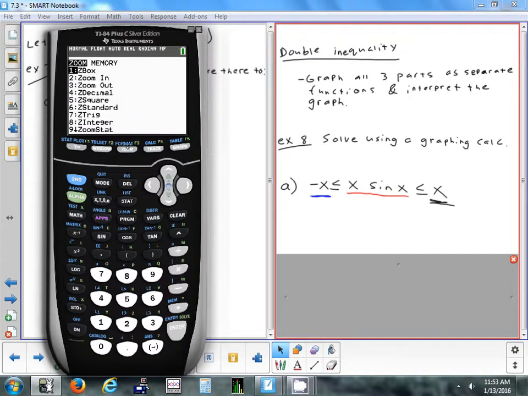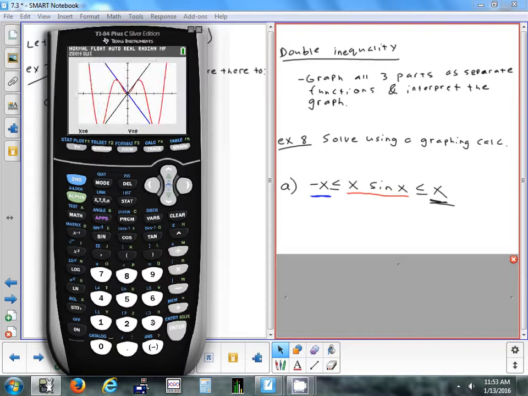Okay, and you know what? Let's zoom out a little bit. So I'm just going to do zoom 3. And what you're seeing there is a sine wave where the amplitude is constantly changing. Okay? Because the number in front is a variable. So the further away from the origin you get, the bigger it gets. Closer to the origin, it gets smaller.